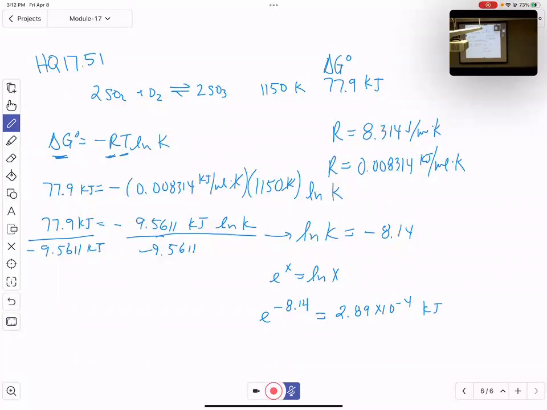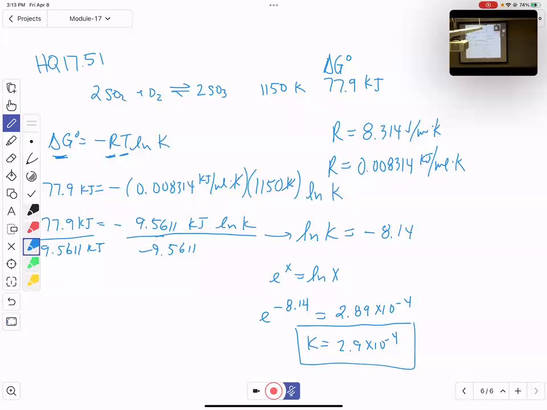There shouldn't be any units on equilibrium constant. Equilibrium constant's unitless, so I don't know why they asked to have it in kilojoules, but yeah, equilibrium constant. So 2.9 times 10 to the minus 4. That's choice B for this question.